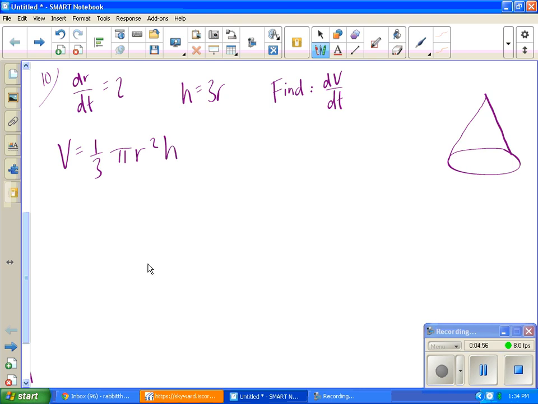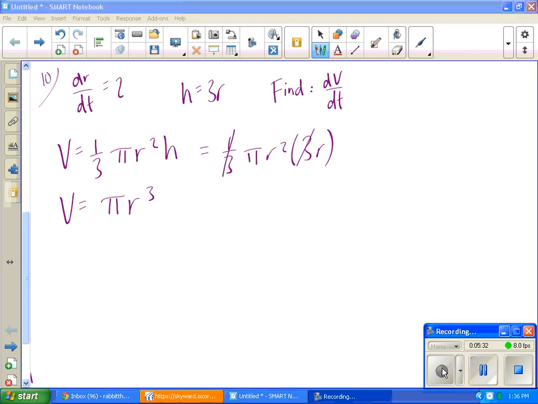So what am I going to put in instead of height here? 3r. That way it's just in terms of r. Otherwise I have too many variables going on. So I'm going to put 3r in this spot. So I have 1/3 pi r squared, and then I have 3r. What happens, so I can clean this up? The 3 and the third cancel, and then the r turns into pi r cubed, right? From there, can we finish this problem? So we can finish 10 from there.